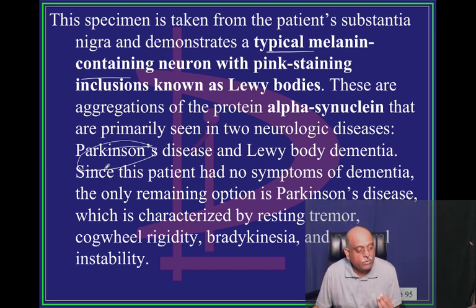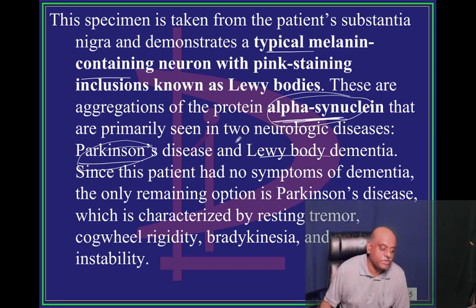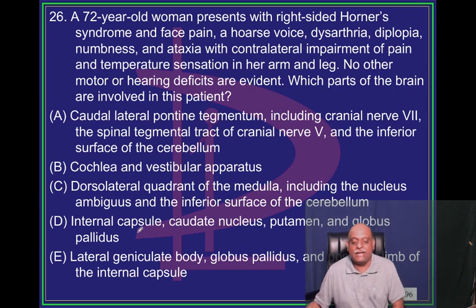Lewy bodies are found in two kinds of conditions. One is Parkinson and the other is Lewy body dementia. So what does a Lewy body contain? They contain aggregation of a protein called alpha-synuclein. So Parkinsonism, what do you have? Resting tremor, which is asymmetrical, cogwheel rigidity, bradykinesia, postural instability.